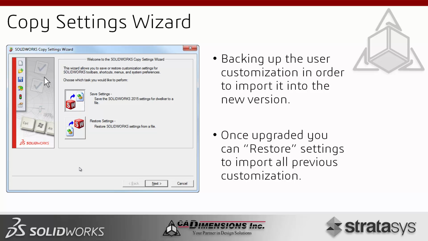Now, if you are upgrading, there is this tool called the Copy Settings Wizard, and if you save your settings out, it basically saves all of your user customization so that you can import it into the newer version. So save your settings, and then once you upgrade to the newer version, you can go ahead and restore those settings. It's pretty self-explanatory, but if you have any questions, let us know.